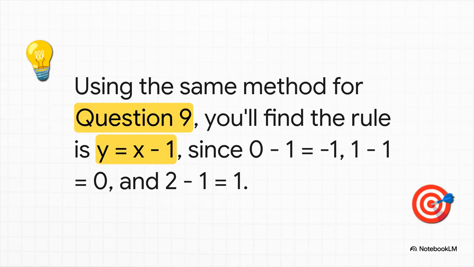And you're going to use that exact same logic for question 9. Just ask yourself, how do you get from 0 to -1, or from 1 to 0? If you test out the operations, you'll see pretty quickly that you're just subtracting 1 every time. So the rule has to be y equals x minus 1.